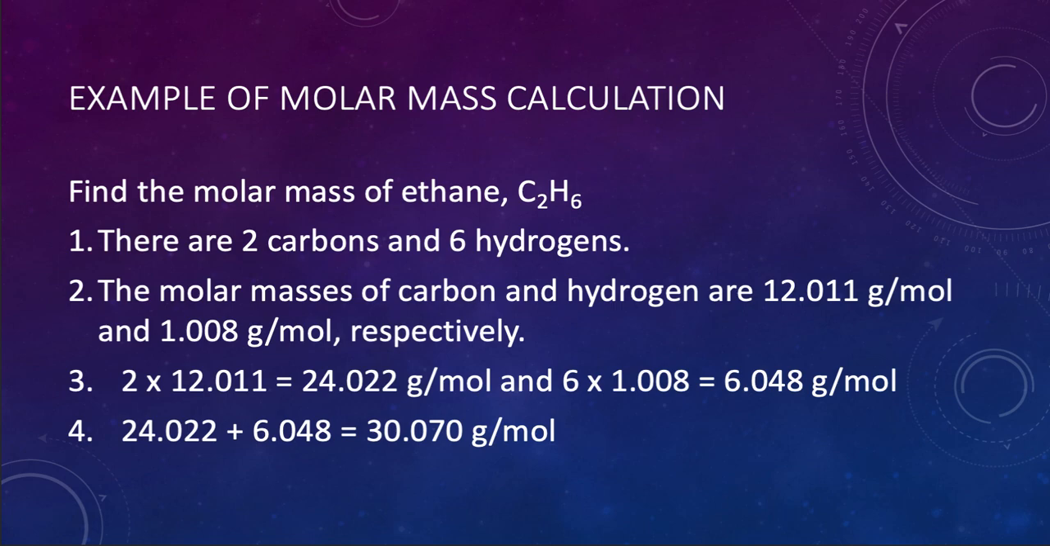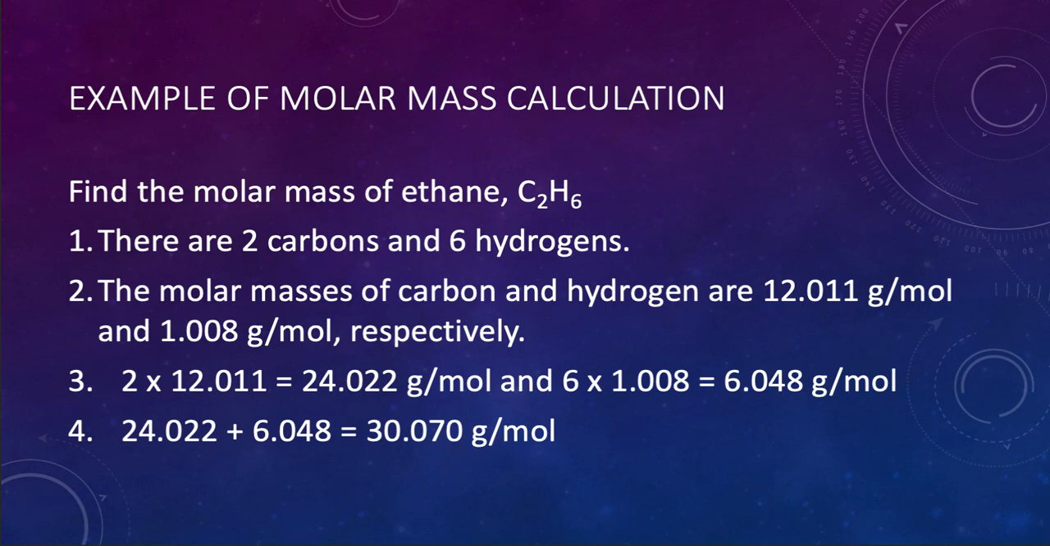All right, so here's how we do it. We'll take the example of ethane, right? C2H6. Of course, in C2H6, there are 2 carbons and there are 6 hydrogens. So I count those up. That's the first step. Second step is I look up the molar mass in my periodic table for carbon and hydrogen. Carbon is 12.011 grams per mole, we said, and hydrogen is 1.008 grams per mole.